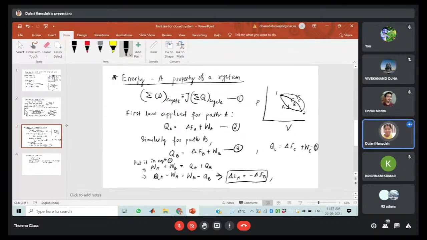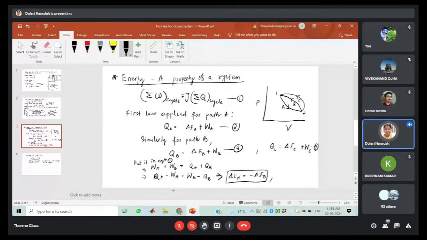Now QA minus WA, rearrange it, WB minus WQ on the right hand side. So all of you know that QA minus WA will be equal to your delta EA.